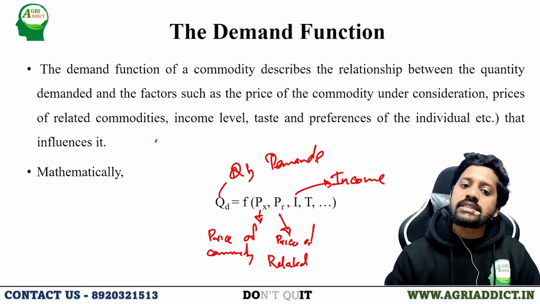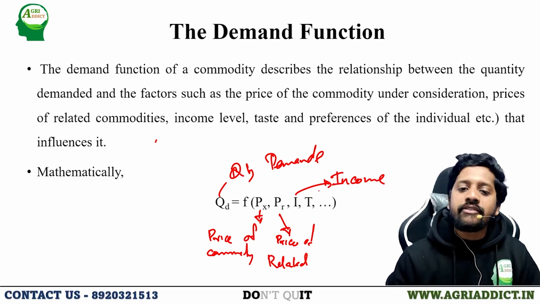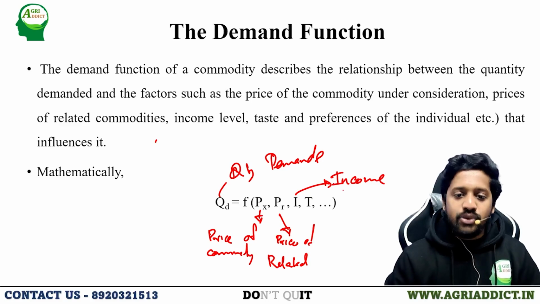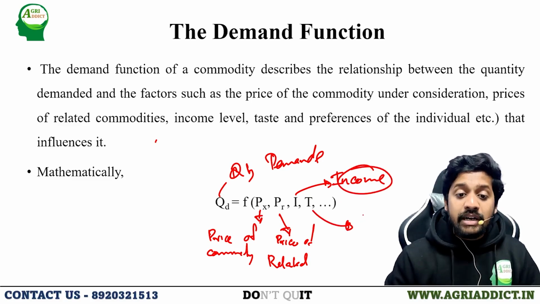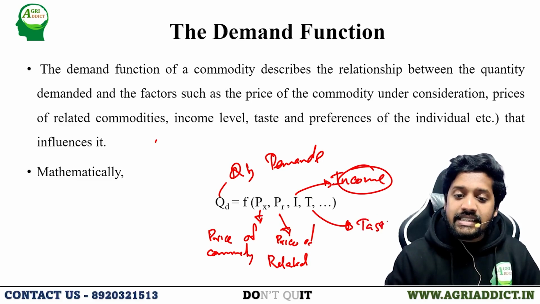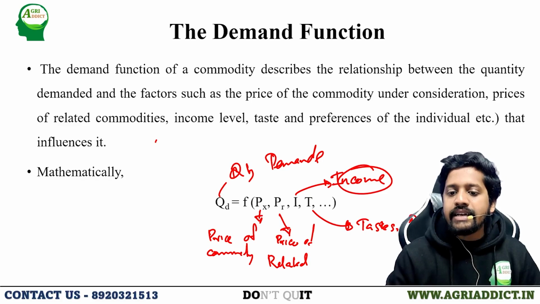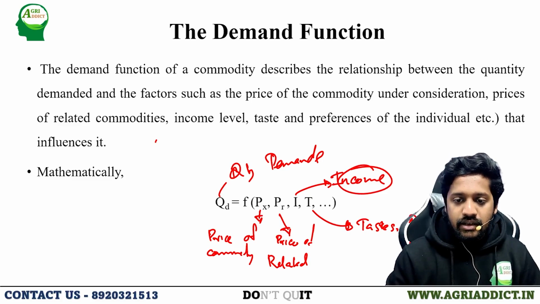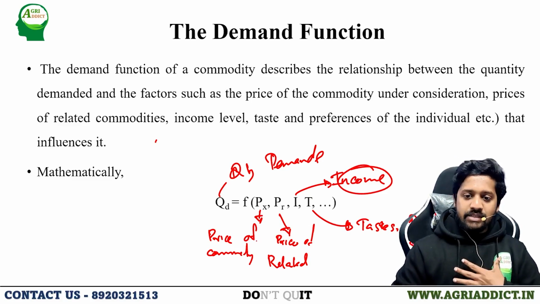If I am going to purchase an iPhone and I don't have enough income to purchase it, then my quantity demanded will be 0. I won't be purchasing an iPhone. So my income is really considered, and it will differ according to tastes, preferences, and habits. So my quantity demanded also depends upon my taste, preference, and habits.